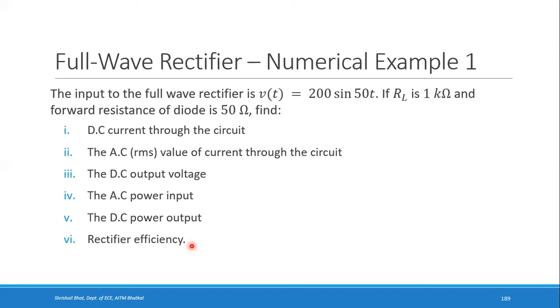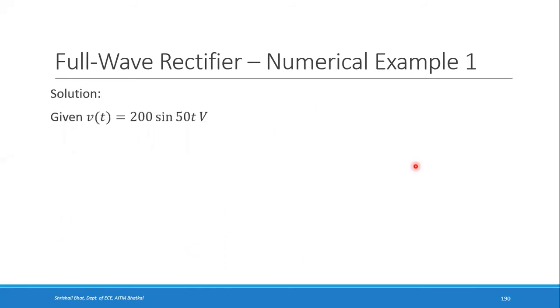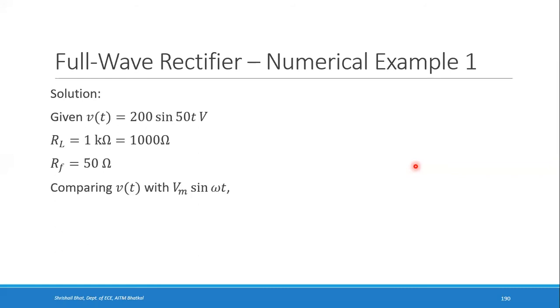So V of t is given, that is instantaneous value of the input voltage is given as 200 sine 50t. RL is 1 kilo ohms. Forward resistance of diode, that is RF, is 50 ohms. We are asked to find all these things. So first write the given things. V of t is 200 sine 50t. RL is 1K, you can also write it as 1000 ohms. RF is 50 ohms. So we have been given in this particular format, instantaneous value, right?